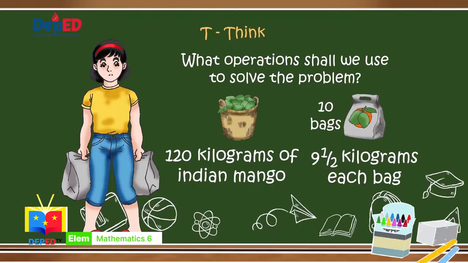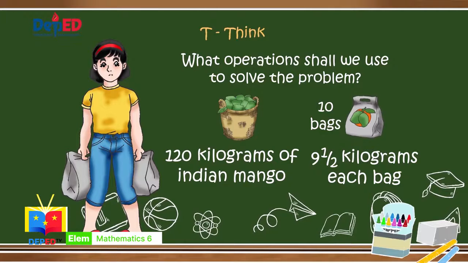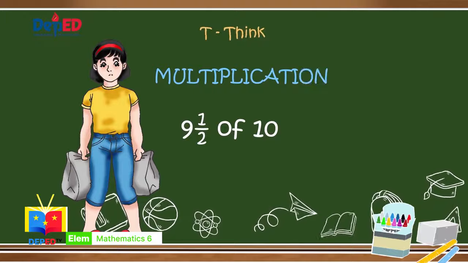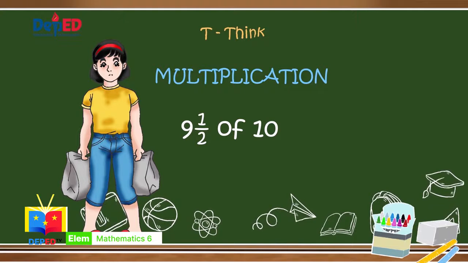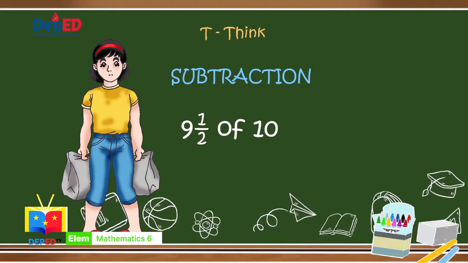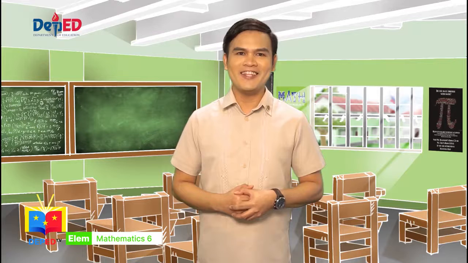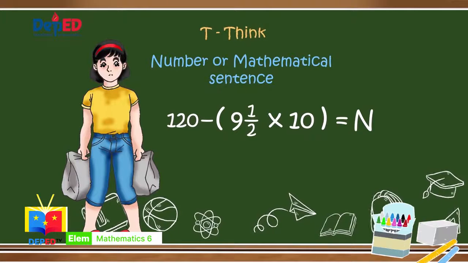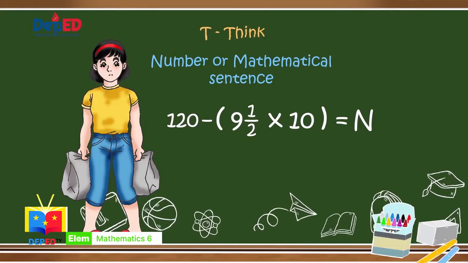To get the total kilograms she had already picked, we need to get 9.5 of 10. So, what is the operation we shall use? Exactly, multiplication. After getting the total kilograms she had picked, what operation will we use to know the number of kilograms of Indian mango still needed by Anna? You are right, subtraction. Let us create the correct number or mathematical sentence. We have 120 minus 9.5 times 10 equals n.